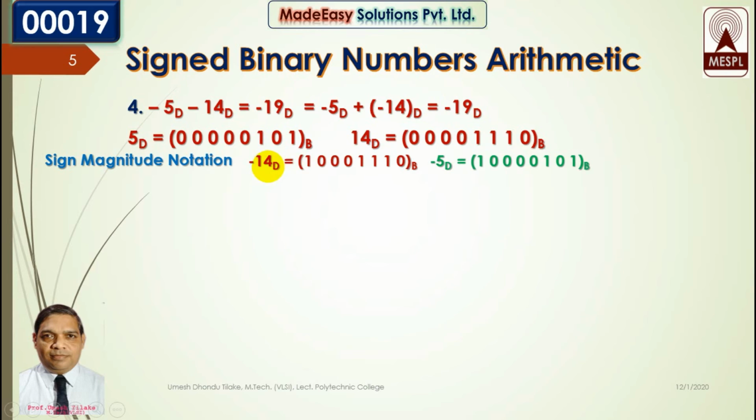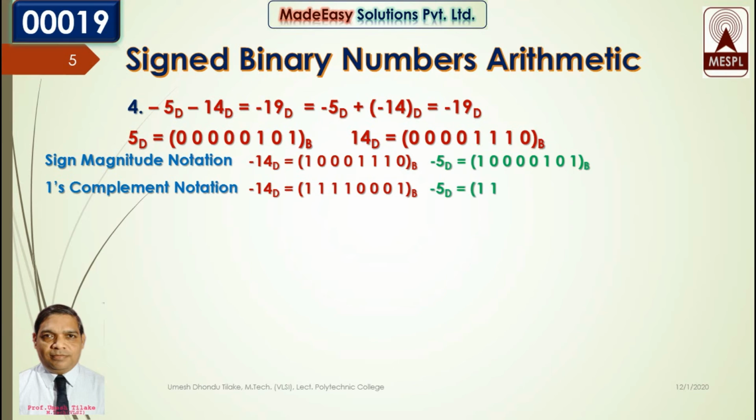Now let's find out ones complement of both the numbers. So the magnitude bits will be inverted. So here we will get 1 1 1 1 0 0 0 1, and here I will get 1 1 1 1 1 0 1 0. So let's write it down. Ones complement notation of minus 14 is 1 1 1 1 0 0 0 1, and that of minus 5 is 1 1 1 1 1 0 1 0.